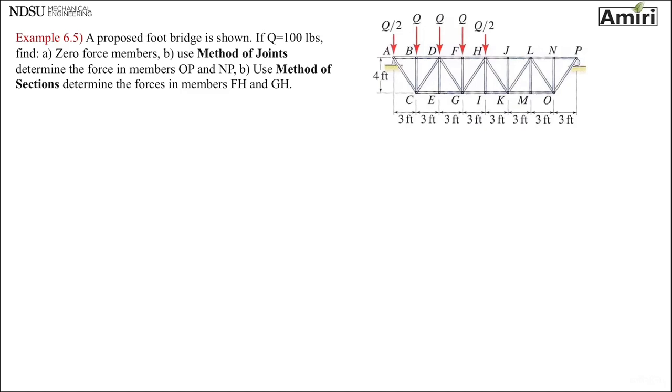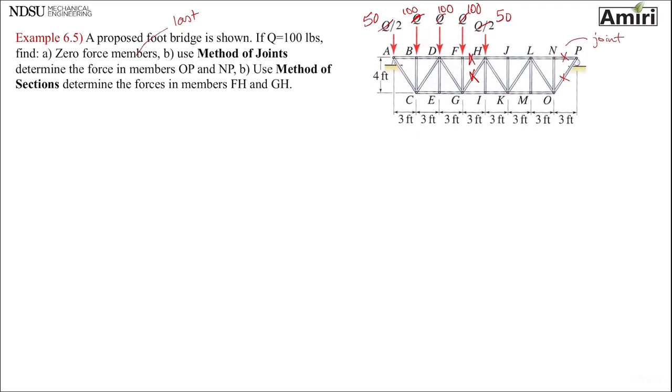Proposed footbridge is shown. If Q is this much, so basically this is 100, 100, 100, 50, 50. Find zero force members, which let's do this one last. Use method of joints, find forces in member OP and NP. It tells us to use method of joints. Use method of sections, find forces in member FH and GH. FH, GH, these two.